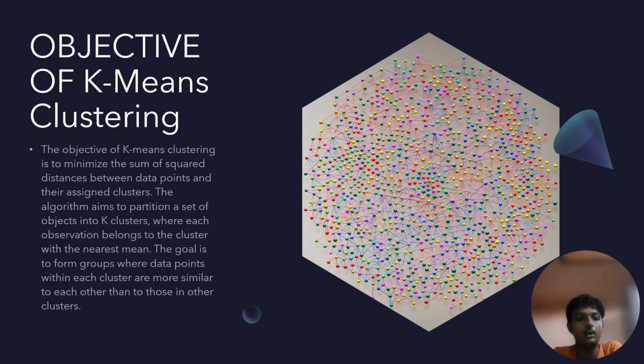Let me explain the objective of K-means clustering. The objective of K-means clustering is to minimize the sum of squared distances between data points and the assigned cluster. The algorithm aims to partition a set of objects into k clusters, where each observation belongs to the cluster with the nearest mean. The goal is to form groups where data points within each cluster are more similar to each other than to those in other clusters. We discussed this on the previous slide; it is the same point here.